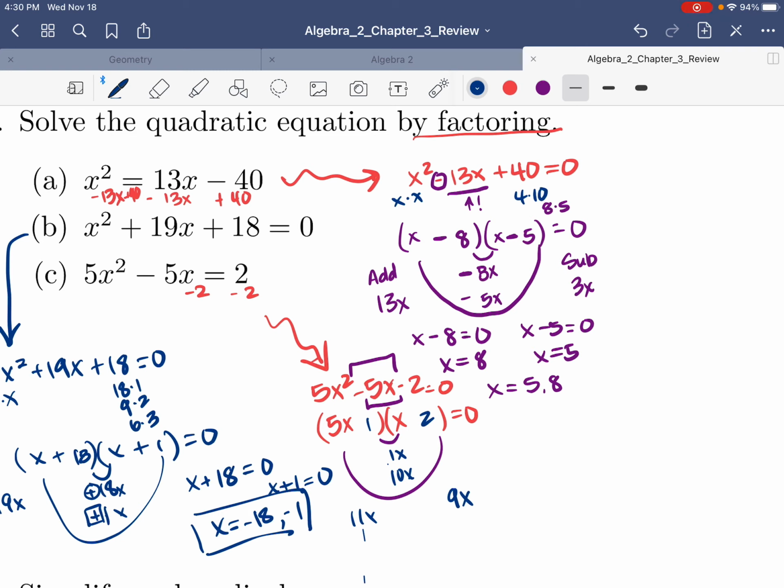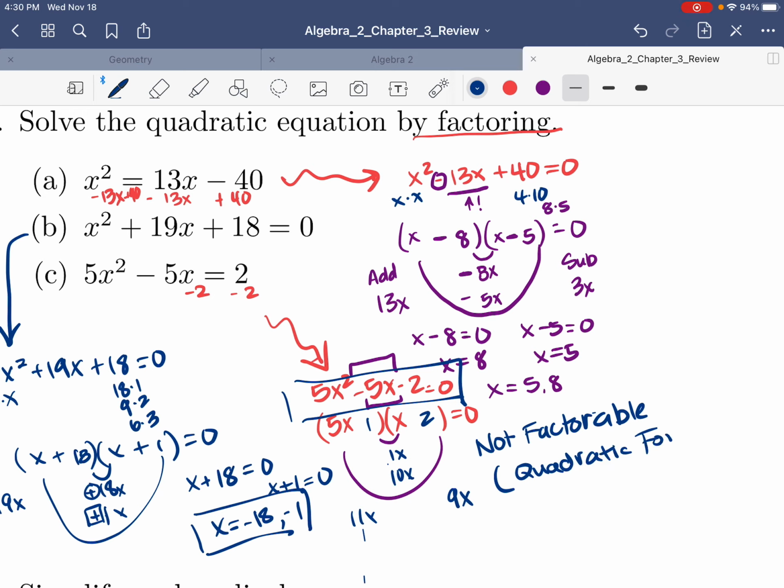You've exhausted all the factors of 5x squared. You've exhausted all the factors of 2, so this is not factorable. Now, what that means is you must use another technique to solve this thing. My suggestion, just based on what I can see right here, my suggestion is the quadratic formula.